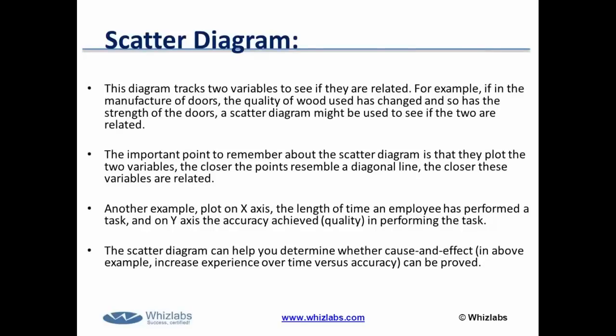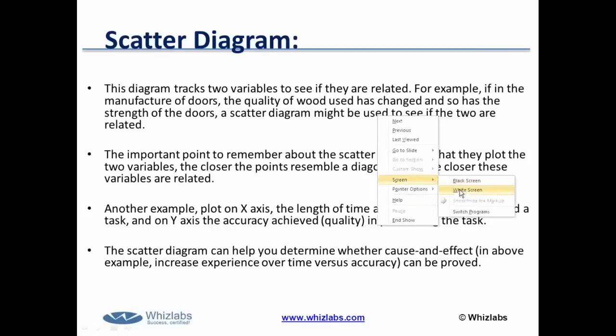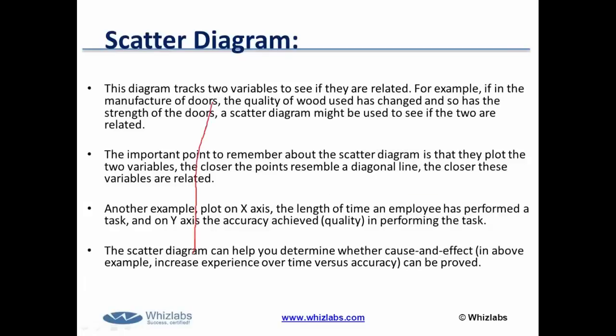Our sixth quality tool is called the scatter diagram. A scatter diagram tracks two variables to see if they are related. Let me give you an example. This is the y-axis and this is the x-axis. A scatter diagram considers two variables, a dependent variable and an independent variable. Let's say this is the independent variable and the y-axis is the dependent variable.